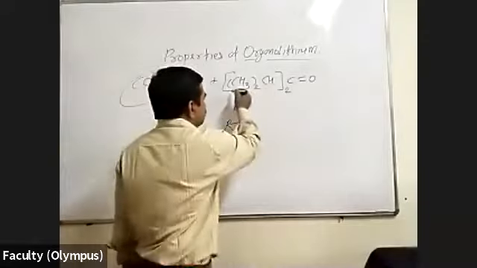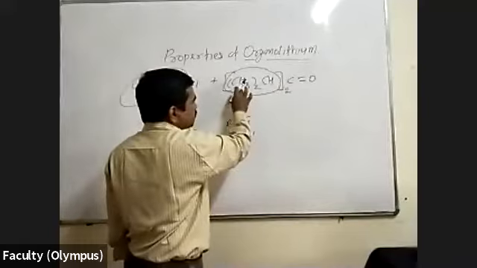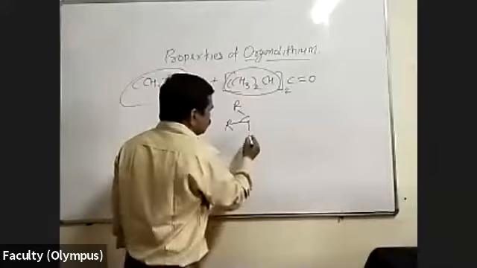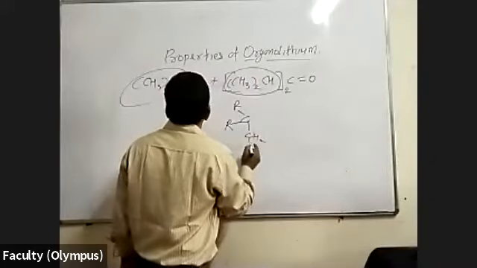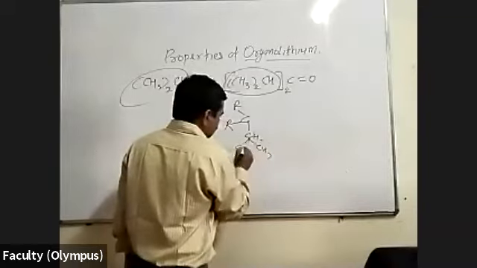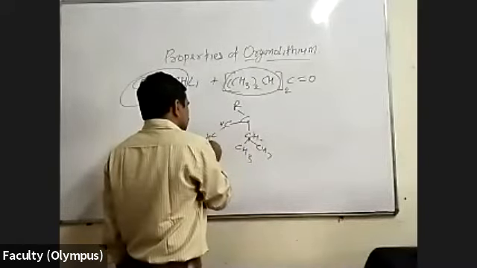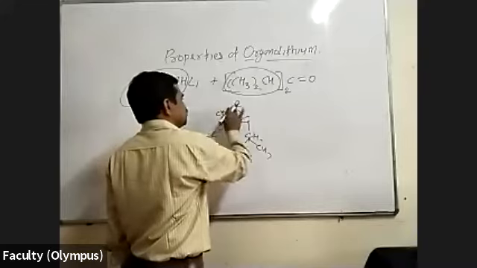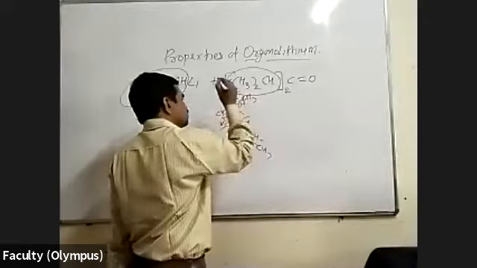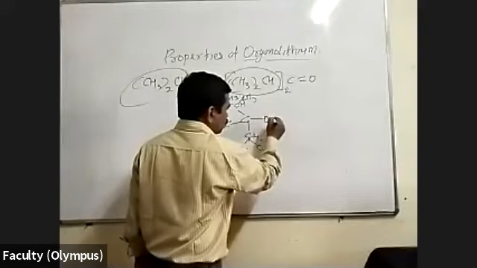R means this group, two R groups. This bracket is twice. This R means (CH3)2CH. I will write this one, don't get confused. CH2, CH, CH3, CH3. It is also CH, CH3, CH3. It is also CH, CH3, CH3. This is O, Li.